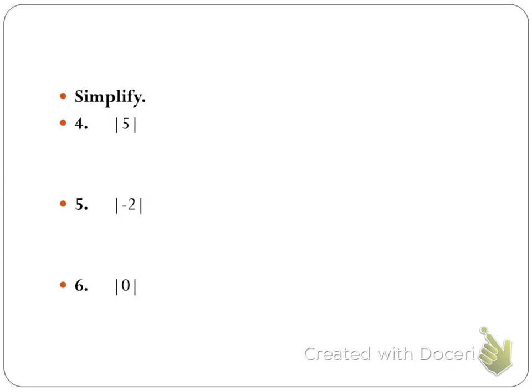All right, this next set, we are simplifying absolute values. So on number 4, the absolute value of 5. Natalie, is 5. The absolute value of negative 2. Lexi? Is a positive 2. That's the distance from 0. And on number 6, the absolute value of 0. May? 0. Is 0.